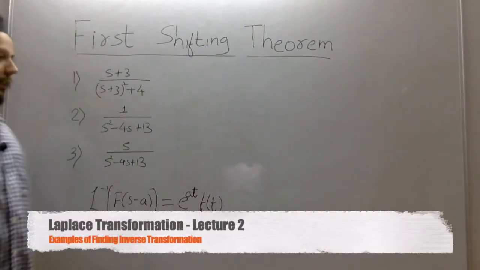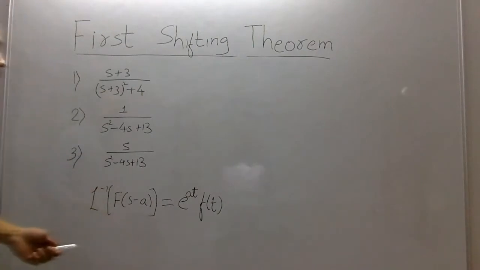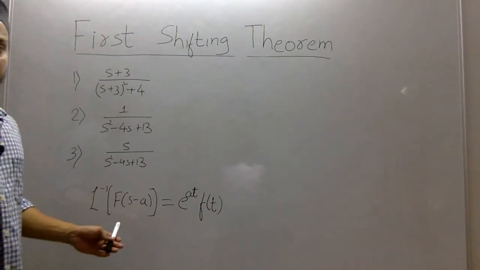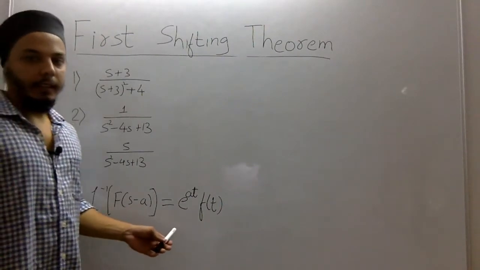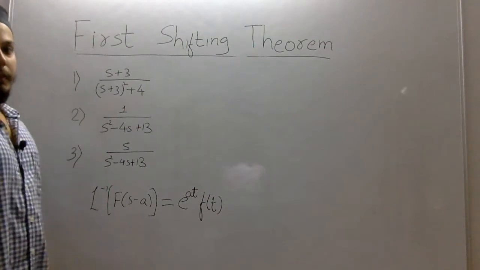Now we have found the transformation of the functions. Now these are the functions, and we need to find the inverse transformation of these functions. We know that the Laplace inverse of F of s minus a is equal to e to the power at f of t. So please find the Laplace inverse of these functions.